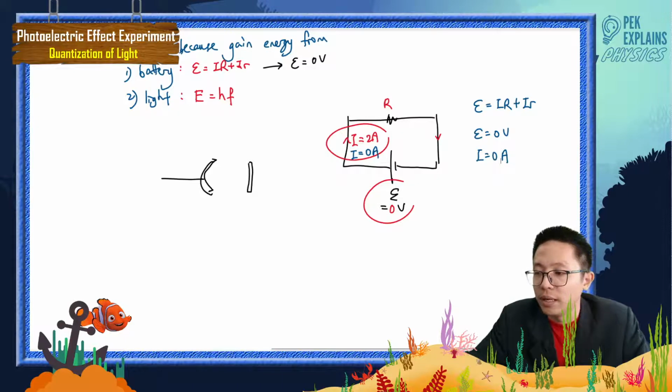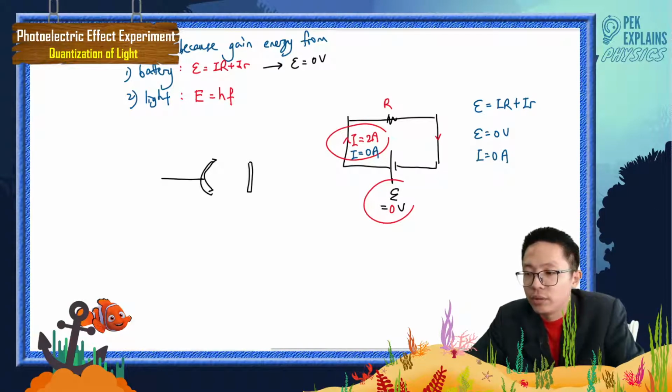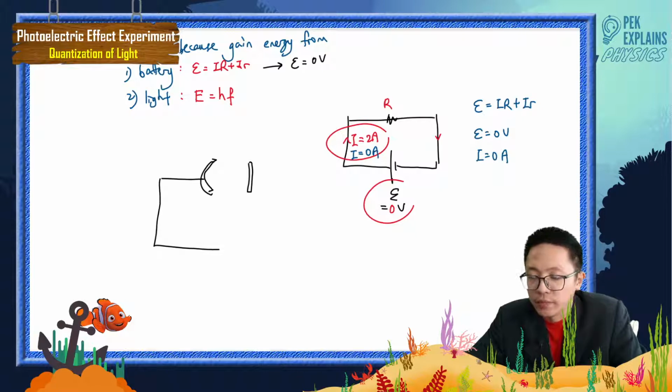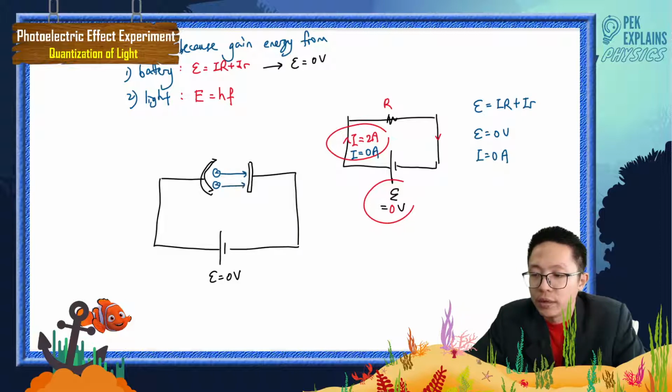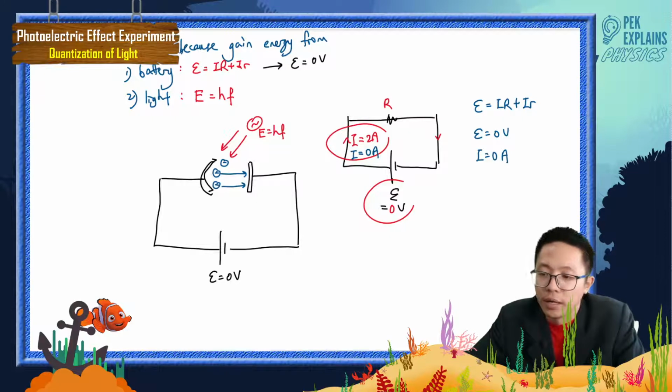Okay, so that means although now you make the EMF here 0 volt, the electron still can flow. The electron that is ejected still can flow to the anode, okay, because it receives energy from the light. It receives energy from the light, the photon energy, which is E equal to HF energy. Okay, it receives energy from the light.